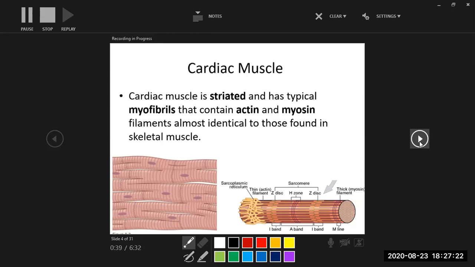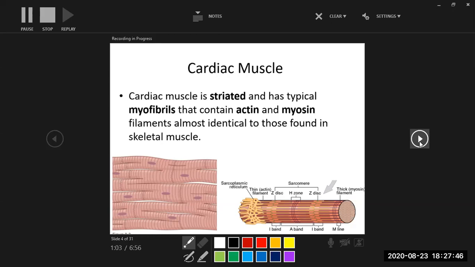But we did talk about the skeletal muscle. So the contraction mechanism is very much the same. You need calcium going in, binding to troponin C, and then you will have myosin and actin interaction to cause muscle contraction. So it's very much the same.